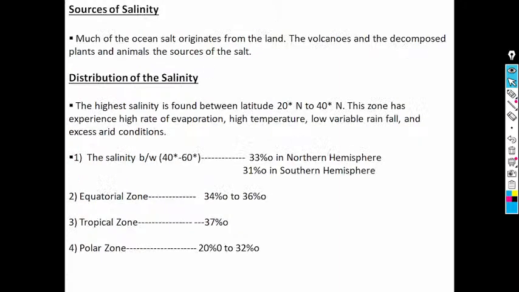Here we discuss the sources of salinity. Much of the ocean salt originates from the land. Volcanoes and the decomposed plants and animals are the sources of the salt.